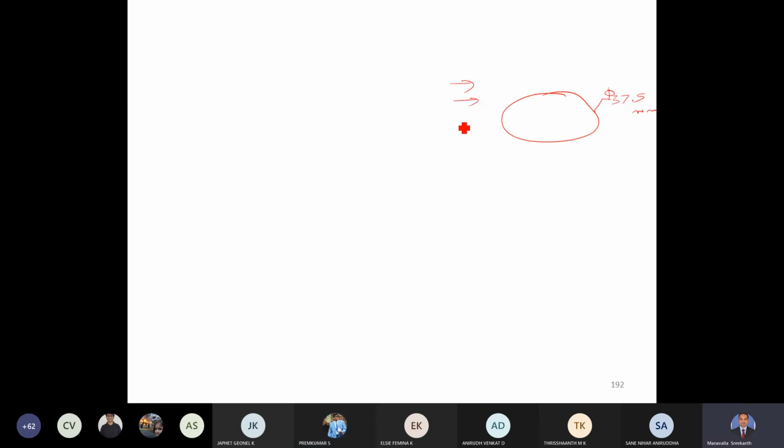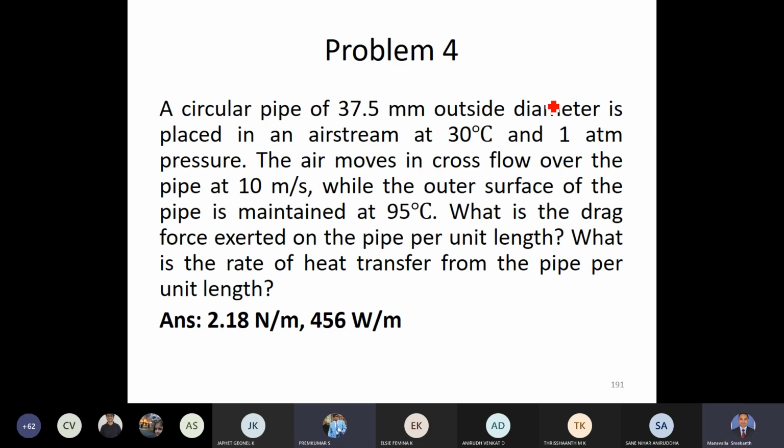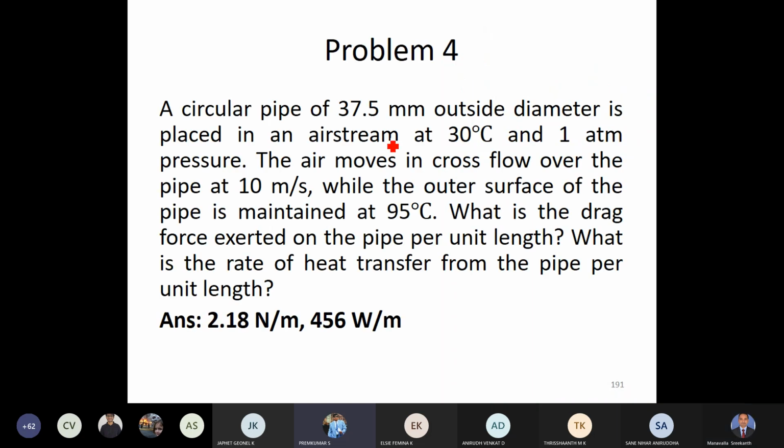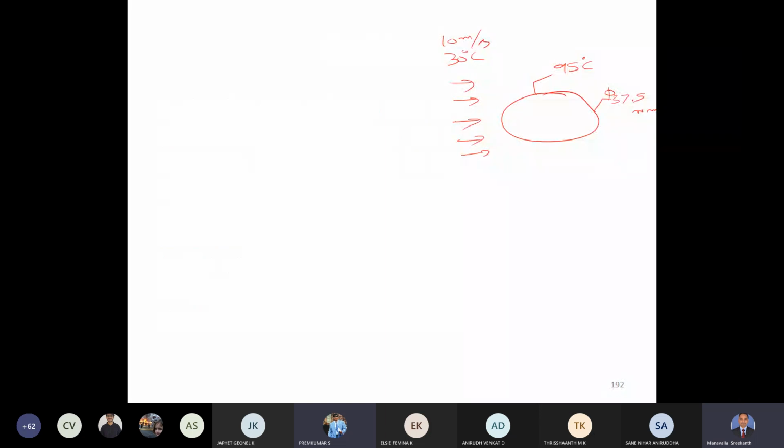And over this, we have fluid flowing at 30 degrees Celsius and what velocity? 10 meters per second. And this surface is at a temperature of 95 degrees Celsius. Okay. Yeah, that's the data given to us. So we'll have to evaluate this problem.